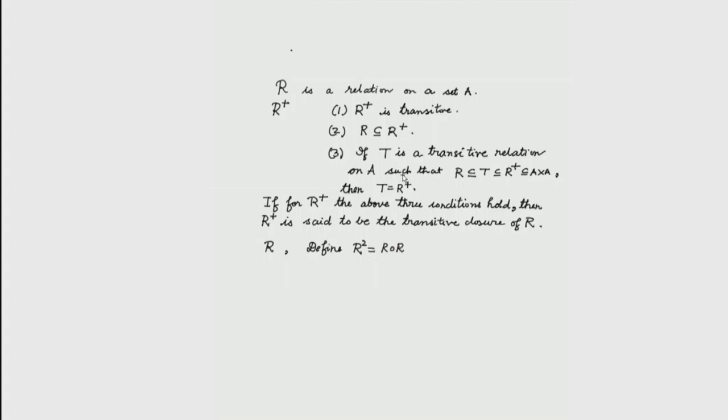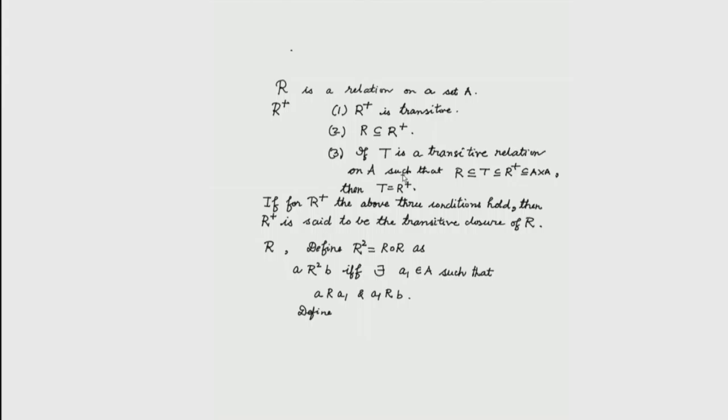We start by checking the powers of R, that is R composed by itself. So, we consider R and then we define R square, which is also written as R composition R, as A R square B if and only if there exists A 1 belonging to A such that A related to A 1 and A 1 related to B.